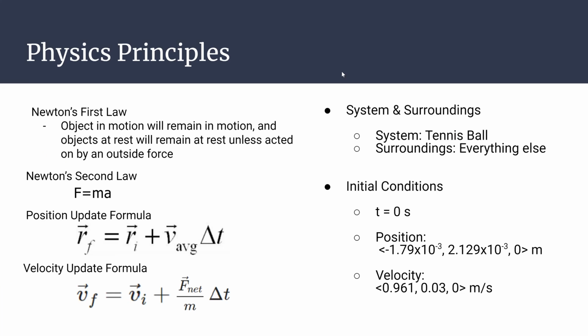Some of the physics principles we used were Newton's first law: objects in motion will remain in motion, objects at rest will remain at rest unless acted on by an outside force. Newton's second law: force equals mass times acceleration, the position update formula, and the velocity update formula. The system in this experiment was the tennis ball, while the surroundings was everything else. For the initial conditions, the time started at 0 seconds, and the velocity in the x direction, which is most important, was 0.961 meters per second.